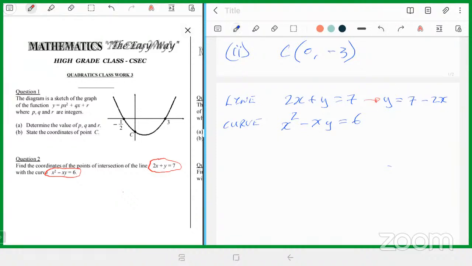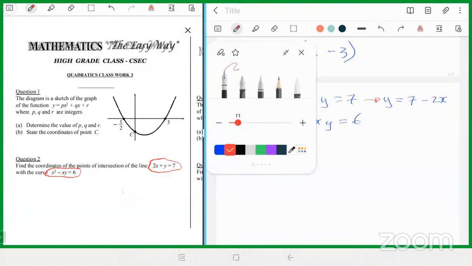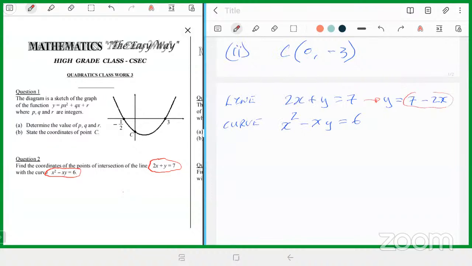But the point is, at the point of intersection, the y value on the line and the y value on the curve are equal. Now on the line, the y value is equal to 7 minus 2x. So since the y value on the line is equal to that, we can replace or substitute for the y value in the curve. After all, at the point of intersection, they are equal. And that is how we use a substitution method.